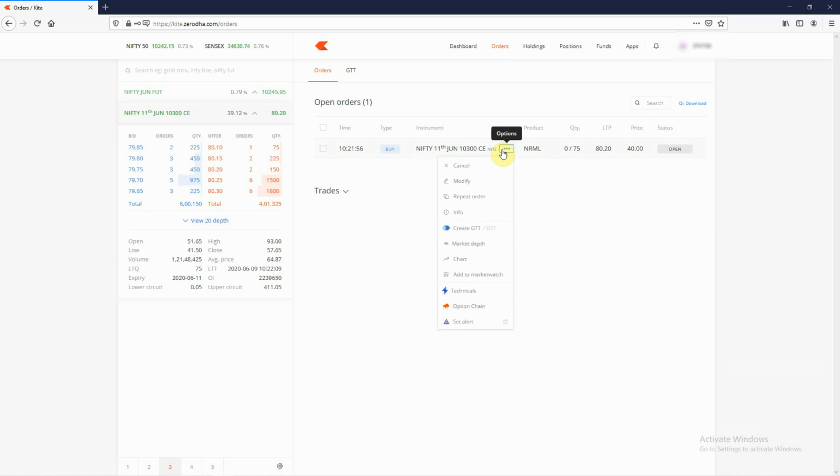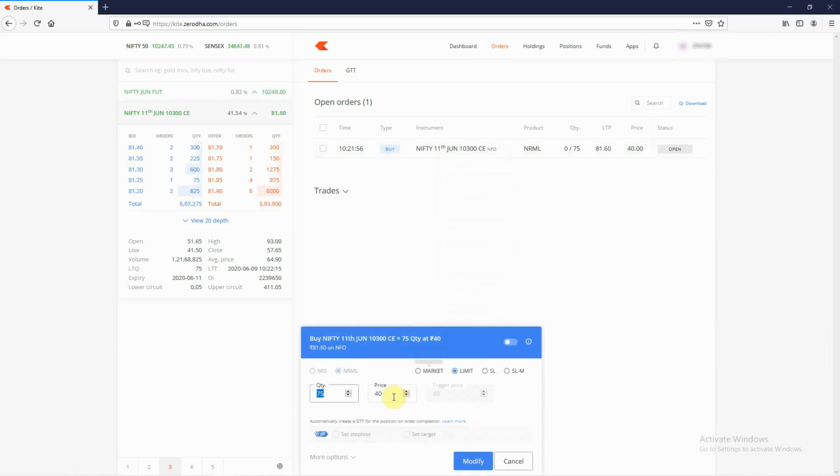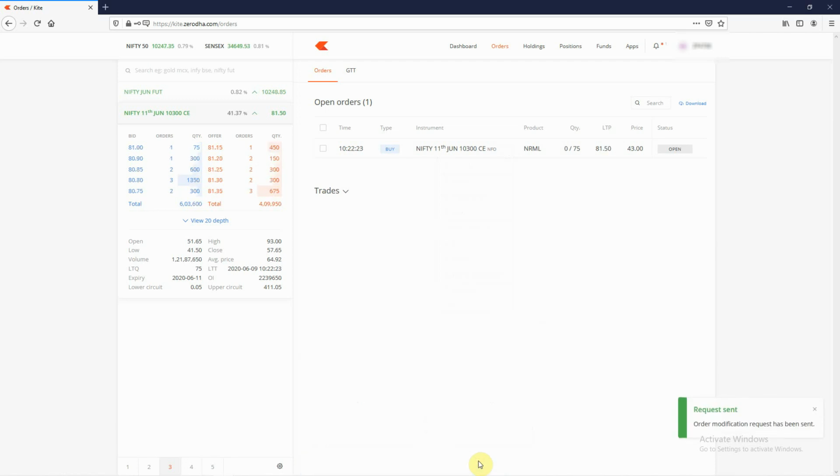This again shows the various tabs. I have an option to either cancel the order from here or modify it. What does modify do? I can modify the price at which I want to enter. Say I want to enter at a price of 43. This is the price I want to enter right now. So you can modify the order. The notification again flashes on the right hand side of the screen.